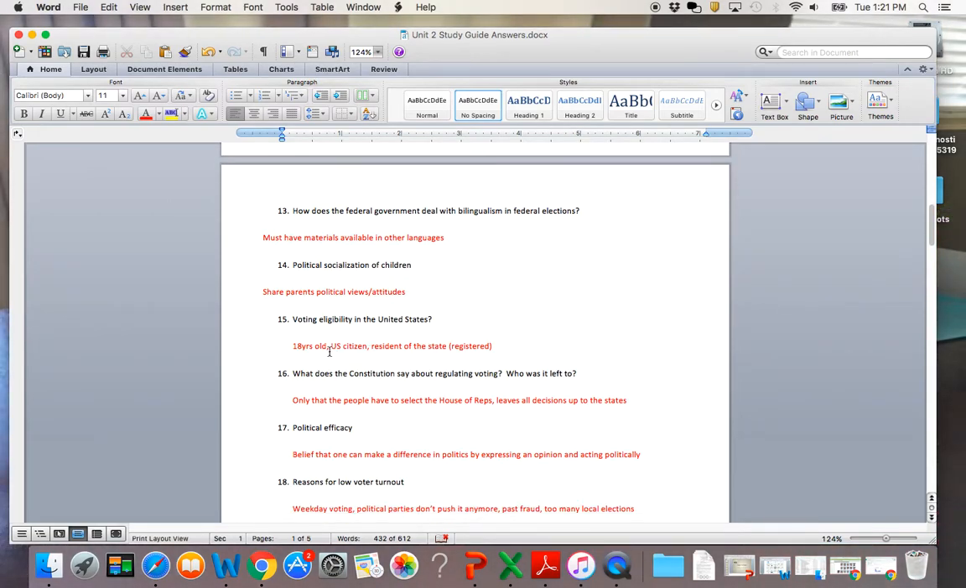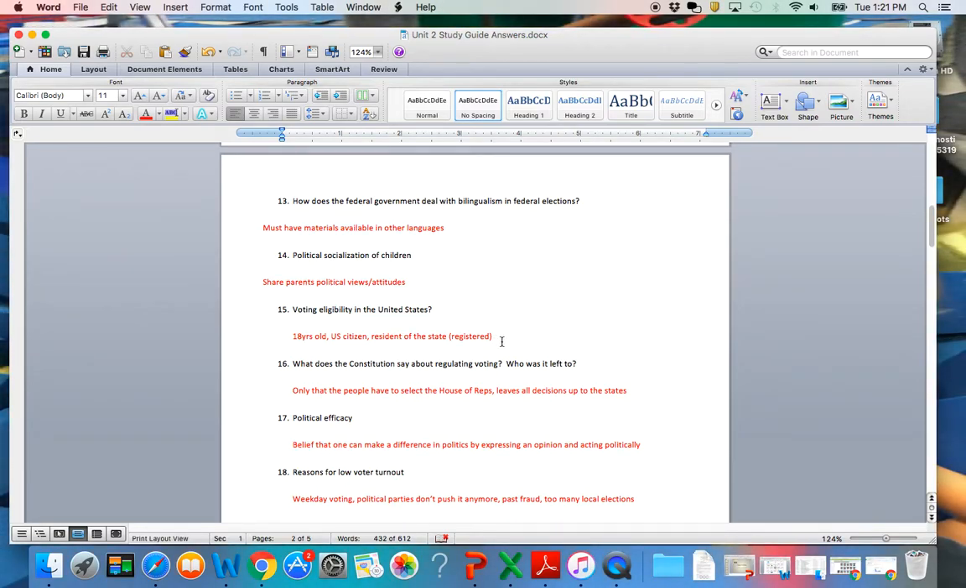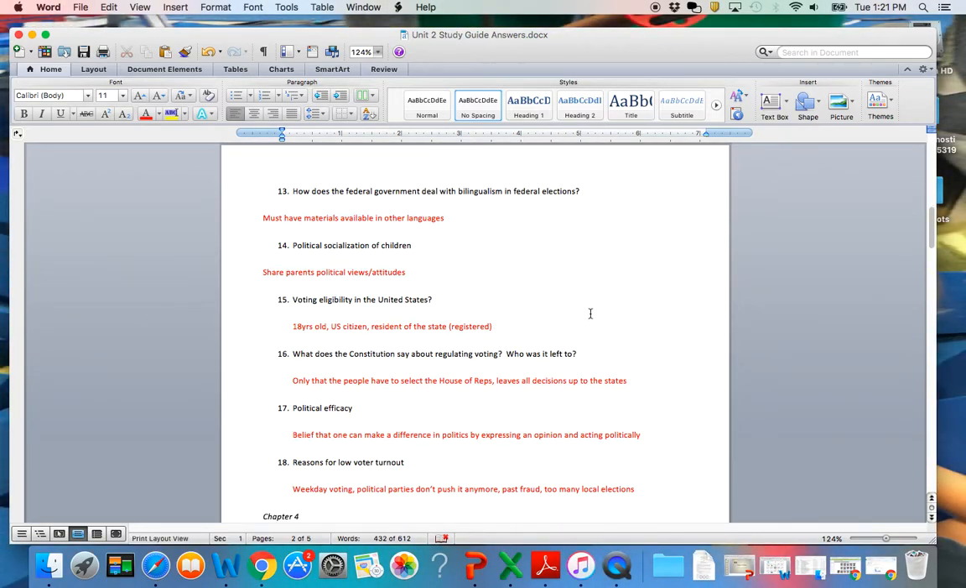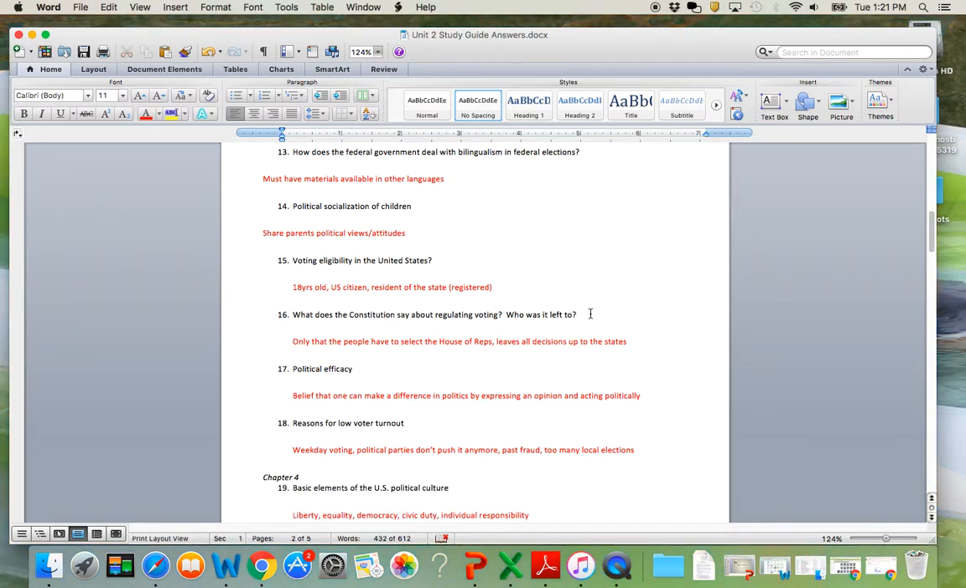In the United States, you must be 18 years old, a U.S. citizen, and a resident of the state. Most states make you register. However, there are some states where you do not have to be registered.